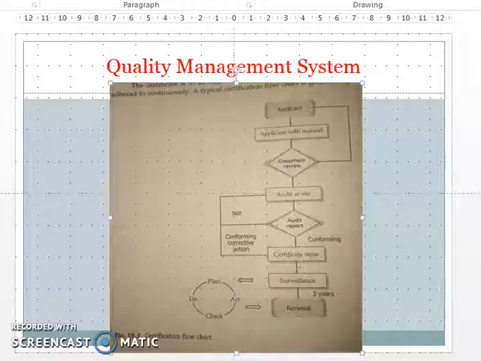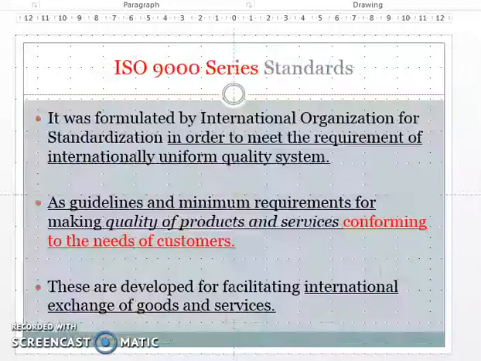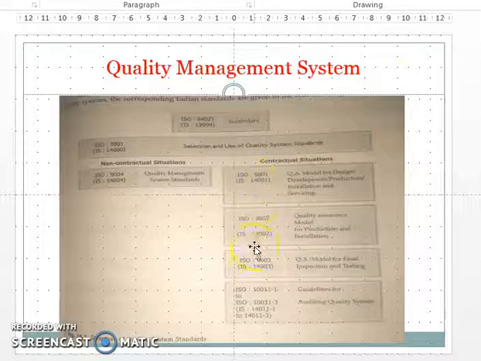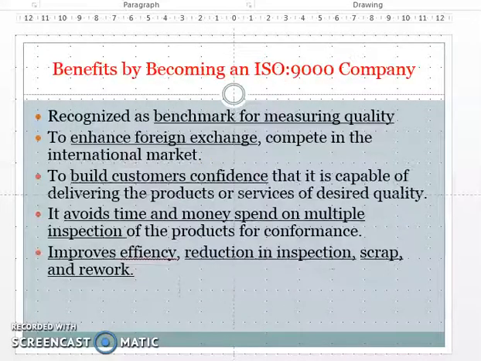Okay, once again we will repeat what we have discussed in quality management system. First, we have discussed the definition, or why it is needed for international exchange of goods and service, and for confirming minimum requirements for making quality products and service, for confirming the needs of the customers. We have seen the different ISO standards and this series, what it contains, and then we have seen the benefits.